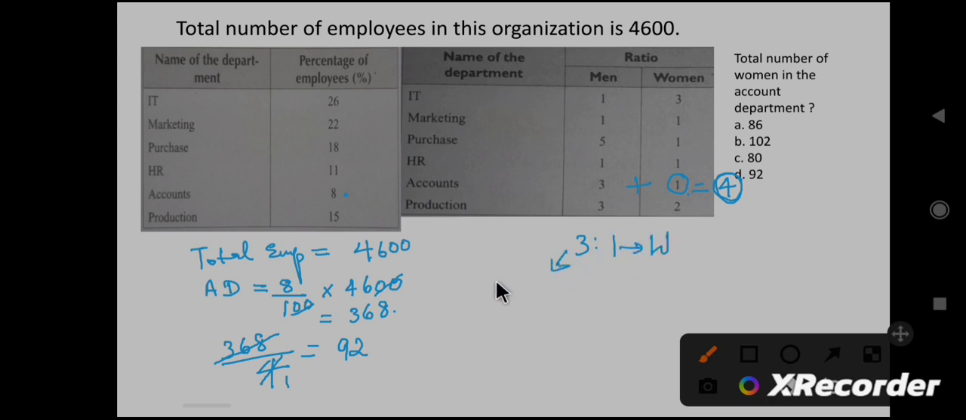Suppose instead of women they were asking for men. For women we multiply this number with 1 and we get 92. These many women are there. Suppose we want men, 92 into 3, since 3 parts are men. 92 into 3 is 276, so if they ask for men, we write 276 men. But in this question they are talking only about the total number of women in the accounts department. So our answer would be 92, which is option D. 92 is the right answer.